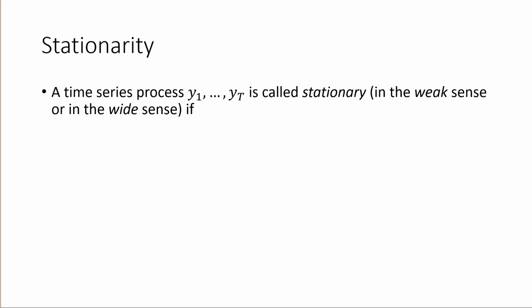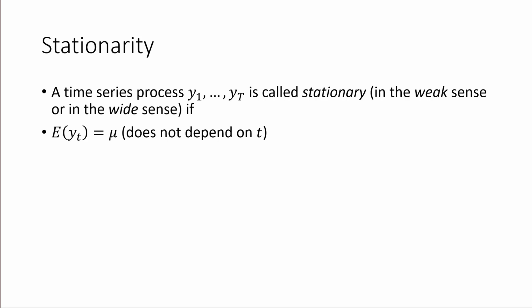So we're not ruling that out by assuming stationarity. Here's the definition of stationarity. We have a time series process, y1 through yT, for example, German interest rate from a certain point in time to another point in time. We say that this time series is stationary, and I have to add that there are a couple of different versions of the stationarity assumption, and the one that we are talking about is sometimes called weak stationarity, or stationarity in the weak sense or in the wide sense.